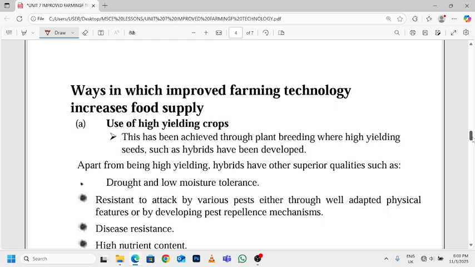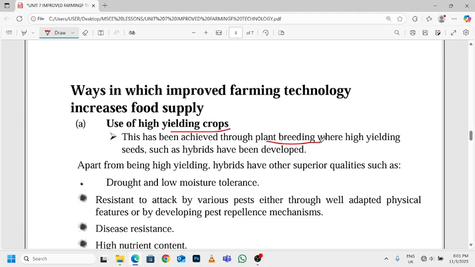Now, what are the ways in which improved farming technology may increase the food supply? The improved farming technology that we have been talking about can help increase productivity by, one, use of high yielding crops. Make sure that the crops you are growing are crops that can give you more yields. So the question can be, how can we have crops that yield much produce? That can be done by plant breeding.